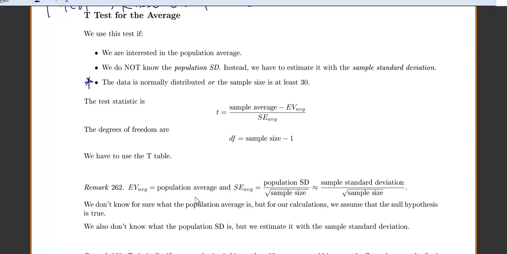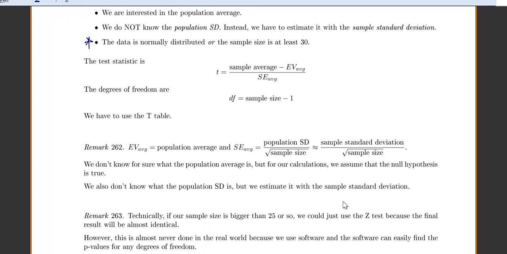The expected value for the average is still going to be our population average, and we don't know for sure what the population average is, but for our calculations, we assume that the null hypothesis is true. So whatever number you have in your null hypothesis, that's what we're saying is our population average. And then the standard error is supposed to be your population SD over the square root of the sample size. But we don't know the population SD, so instead we use the sample standard deviation over the square root of the sample size.